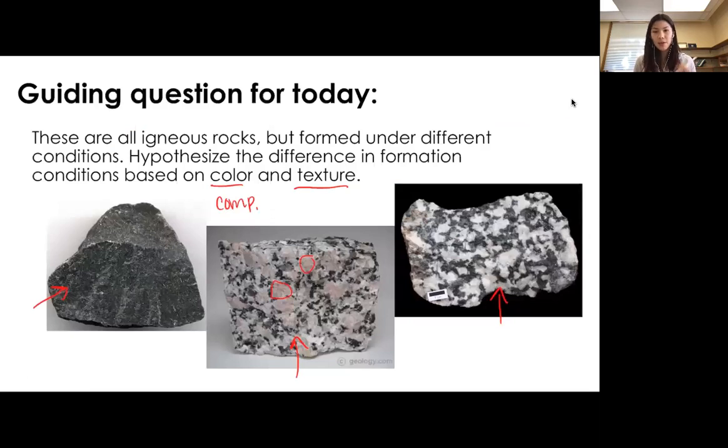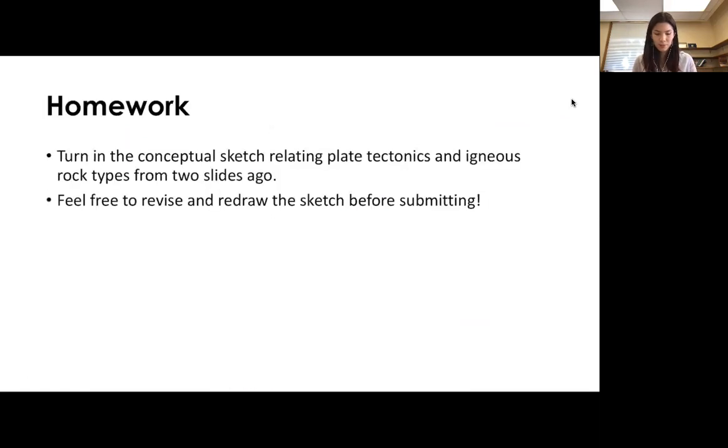And even though it's not something you submit, I would like you to think about the answer to this question. All right, that wraps up our part 2 on igneous rocks.